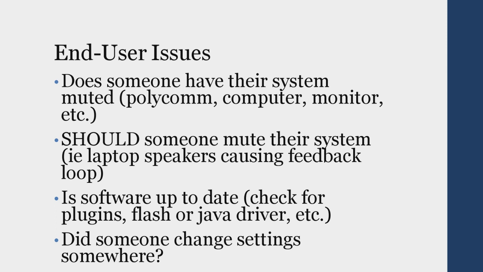And then, did someone change the settings somewhere? If someone else set up your meeting for you, they may have gone in and changed some of the settings. Zoom is a prime example of that. There are a number of different settings that can be changed for security purposes and for other purposes related to how the meeting runs: whether or not things can be recorded, whether or not people can come in, whether they're going to have chimes that ring when they come in, whether the meeting is going to be locked at a certain period of time.